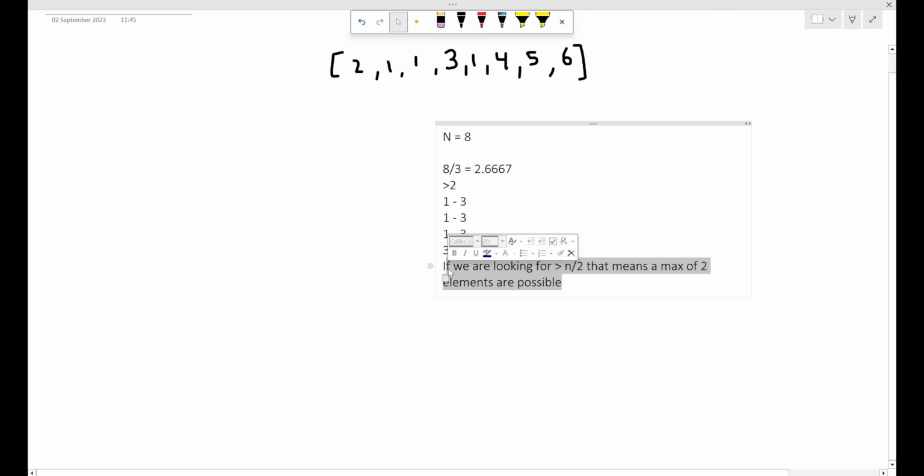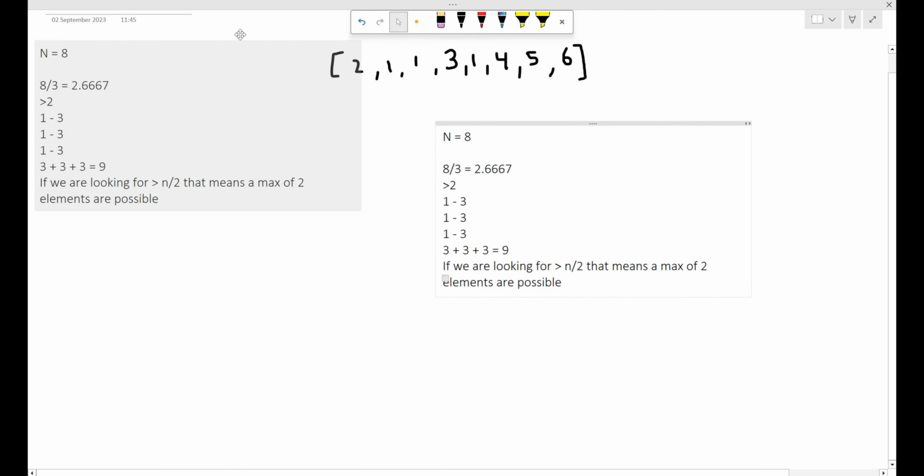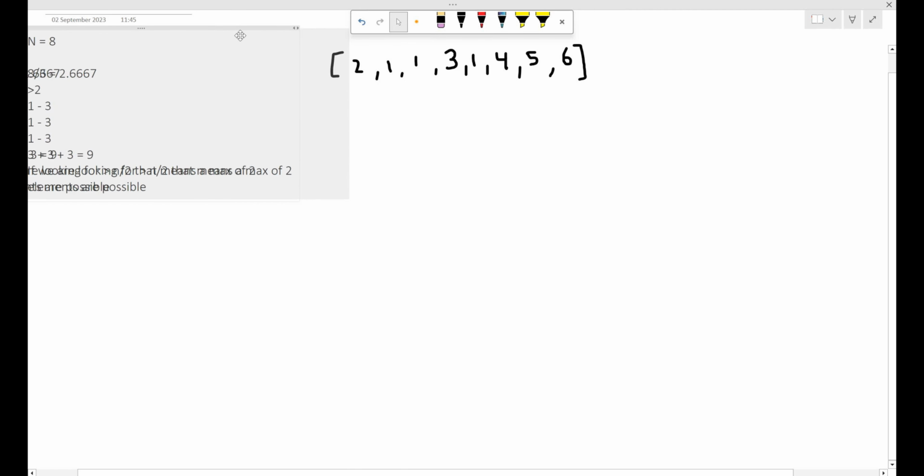Okay, so this is the thing which we have to keep in mind from the start. Because if we know how many elements we are looking for, then it will be easy for us to maybe optimize it or find the solution. So there will never be a case where we are exceeding 2 elements. Okay, so keep this in mind always. Let me place it at the top. Now, this we have to keep in mind.